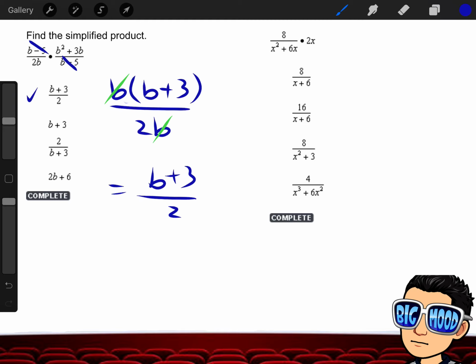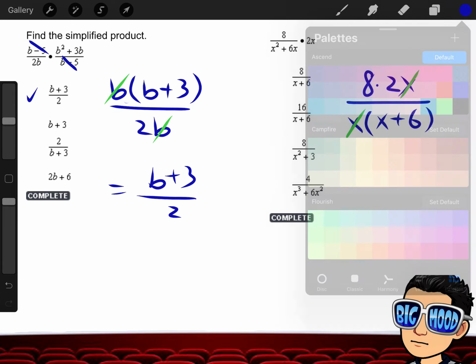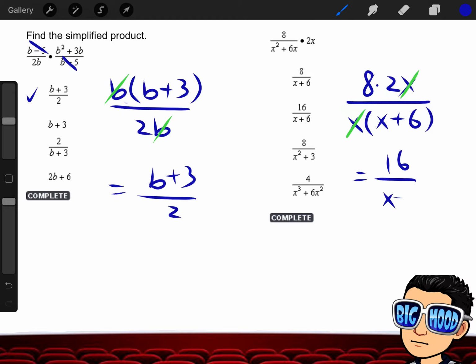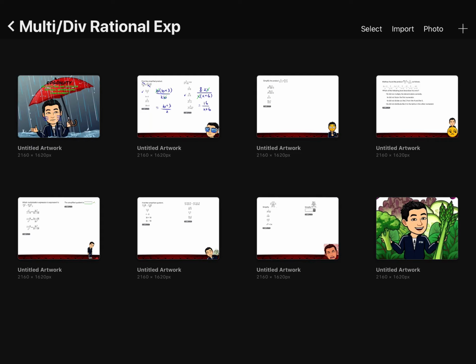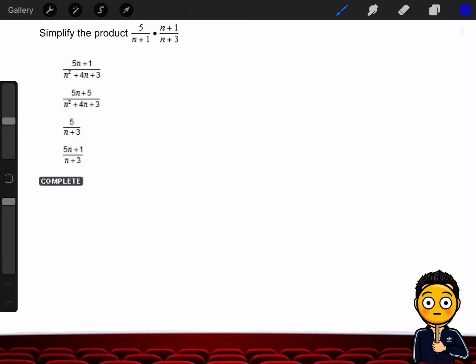For the next one, you can go ahead and just factor out the bottom. Okay, so you have 8 times 2x over x times x plus 6. Okay, go ahead and simplify the x. So you have 16 over x plus 6. So pick the second one. All right, so for the next slide, go ahead and simplify the n plus 1. Okay, so you have 5 over n plus 3. Pick the third one. Easy.